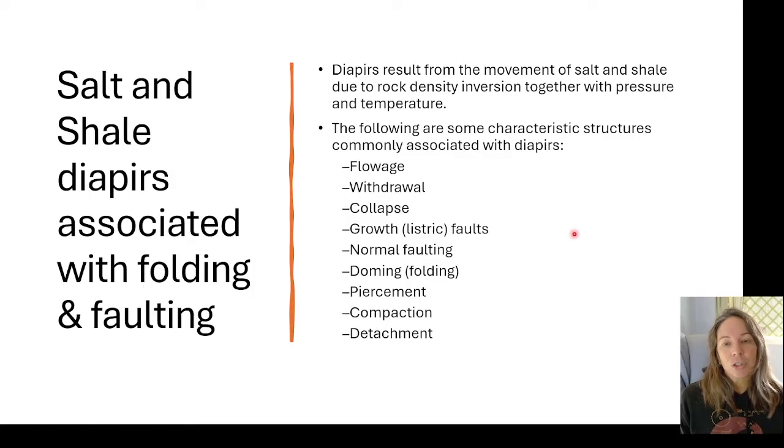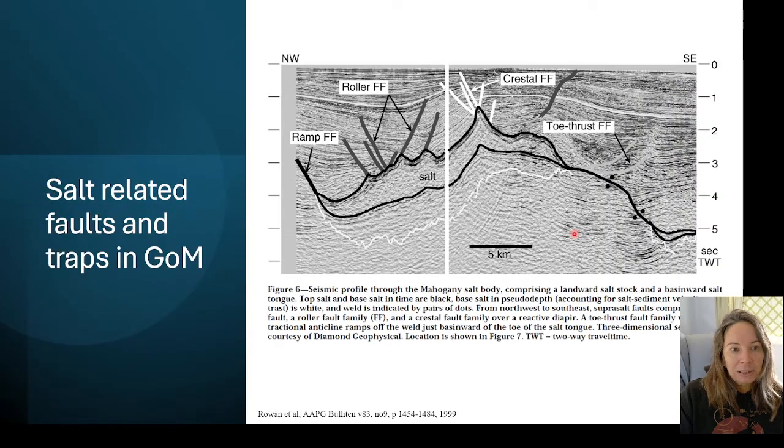But some of the features you could see are evidence of flowage, withdrawal, collapse as the diapir moves through and then out of that area. You can have growth faults, normal faults, those flower structures, doming, piercement, compaction, detachment. So there's a lot of really fun features that you can see around diapirs, even that radial faulting.